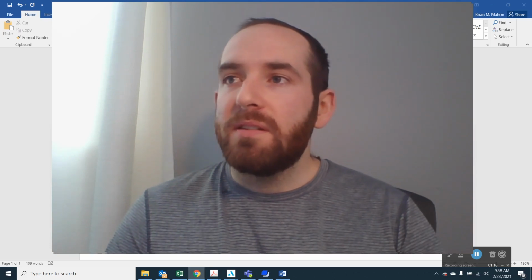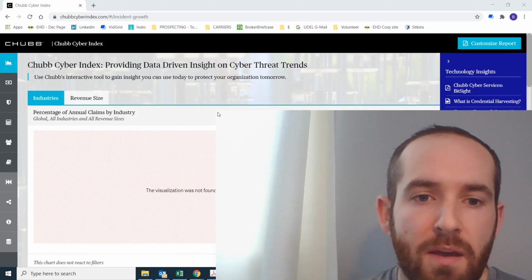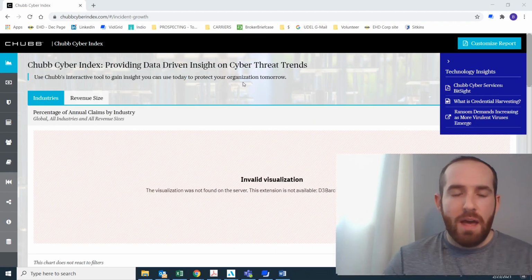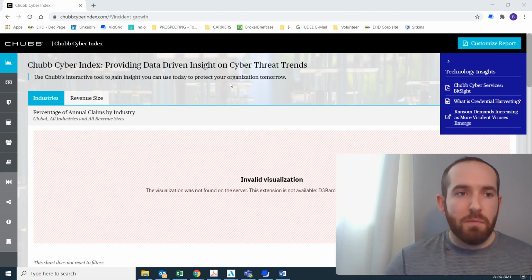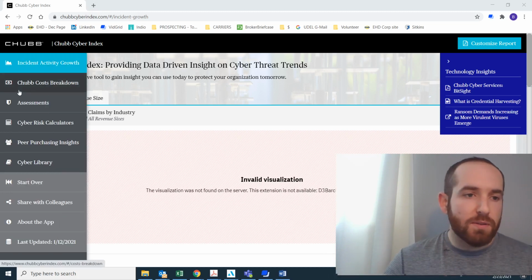I'm going to pull up the cyber risk index here. You can just Google Chubb Cyber Risk Index. It's a free service brought to you by a national, actually global insurance carrier, Chubb, who's a pioneer in the cyber insurance industry. They've pulled together about 20 years' worth of actual claims data. So this is the tool.